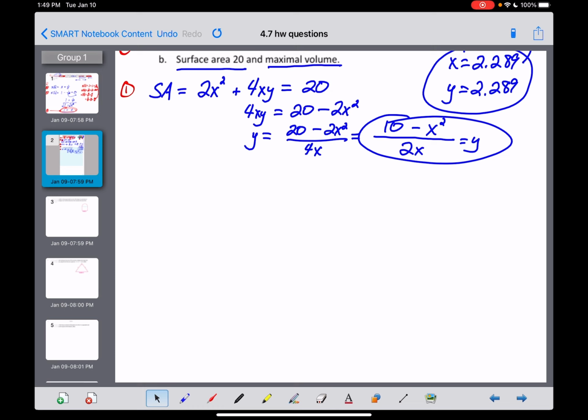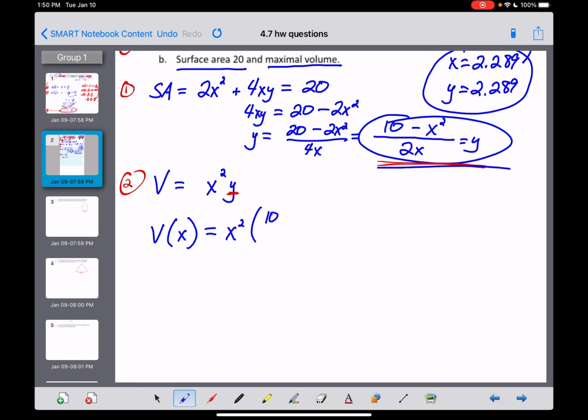All right. So what we are trying to do here is trying to maximize the volume of this box. So the volume is what we're trying to optimize here in step 2. And our formula for volume, just like in part A, is the area of the base, which is x squared, multiplied by y. We need to use this substitution that we just came up with right here to put that in for y to get volume down to just an expression in terms of x. So it's going to be x squared, and instead of the y, we're going to replace all of that with, this is not very pleasant, 10 minus x squared all over 2x.